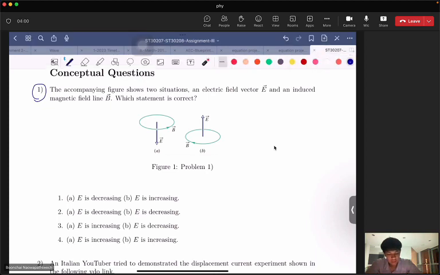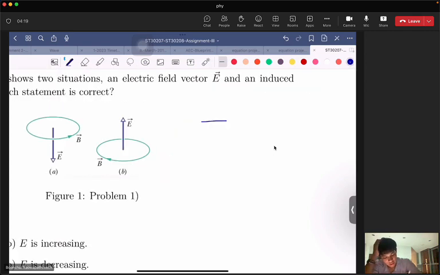Here is a picture of magnetic field and electric field in the picture below. So the question is, what statement is correct? I'm going to start my solution by introducing that if there is a current here, there will be a magnetic field around it, and this is okay.